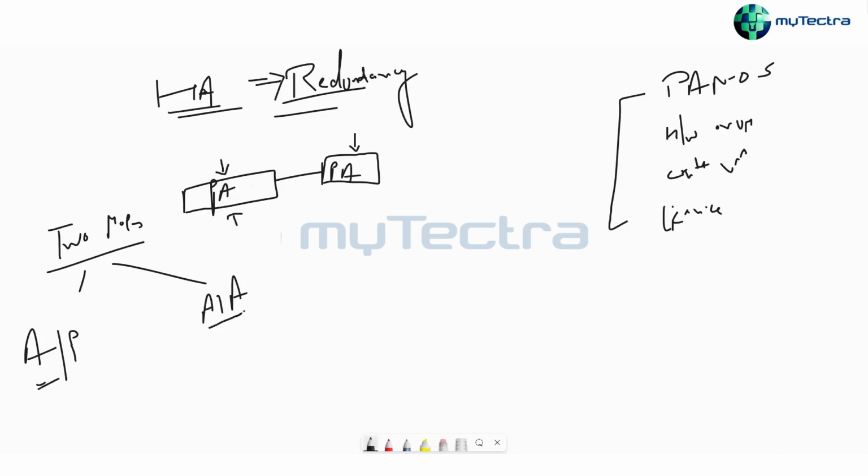In the active-active scenario, both firewalls will be sending your data at the same time. How that is possible, and what the mechanism behind it is, we'll come to later. But for now, these are the two modes, active-passive and active-active, which companies use to set up their redundancy.